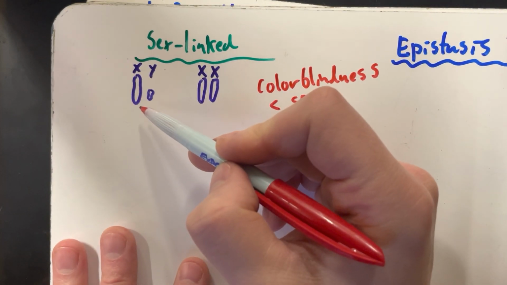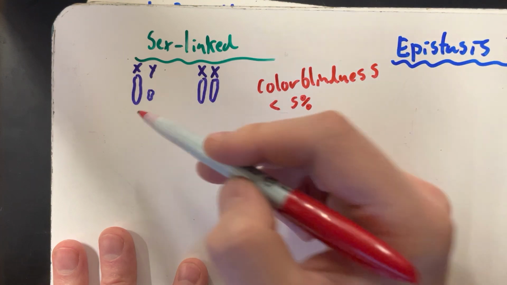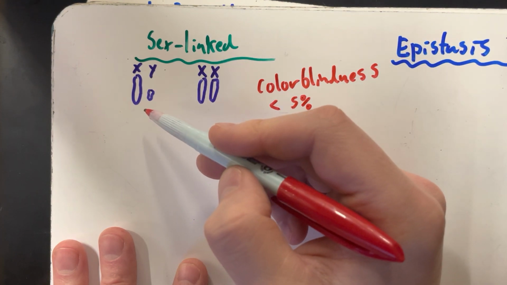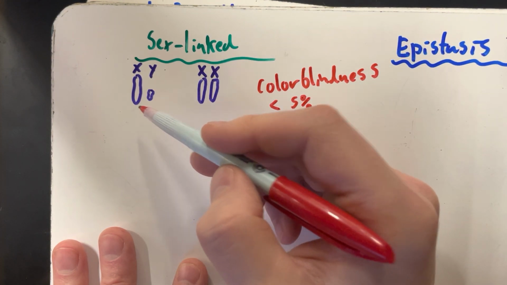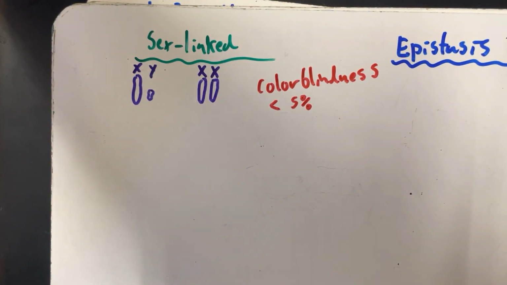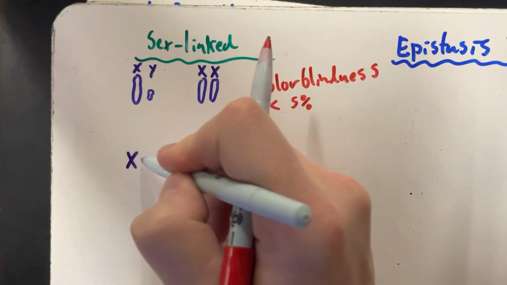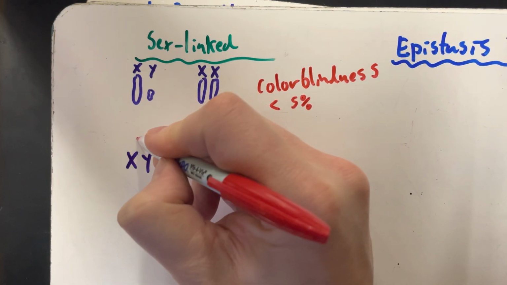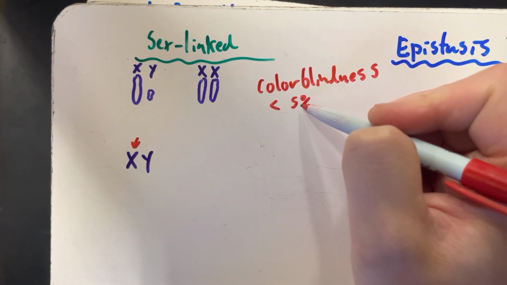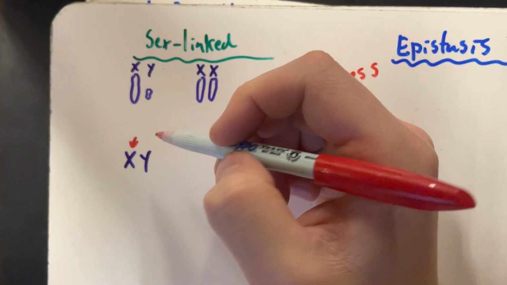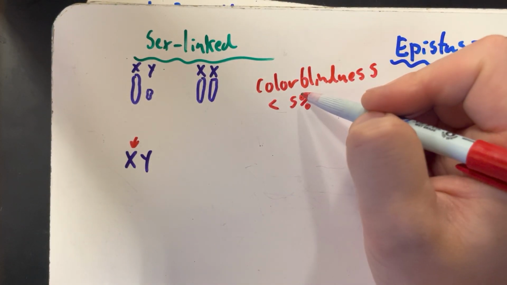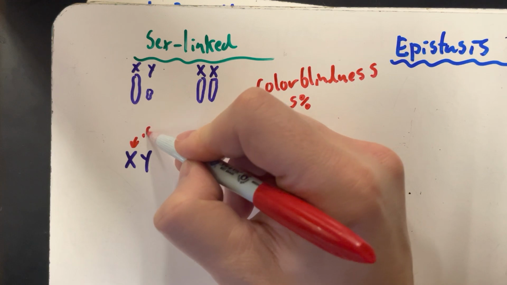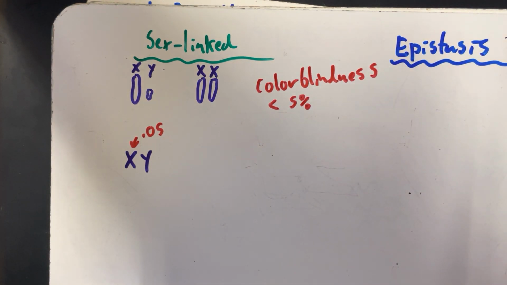That means men, on average, what percentage of men are colorblind? 5%. Yeah, it'd be 5%, right? Because if all you have is an X and a Y, the only thing that matters is that X, right? So you need to have the color blindness allele, right? So it's 0.05. They have a higher chance of having a colorblind gene.